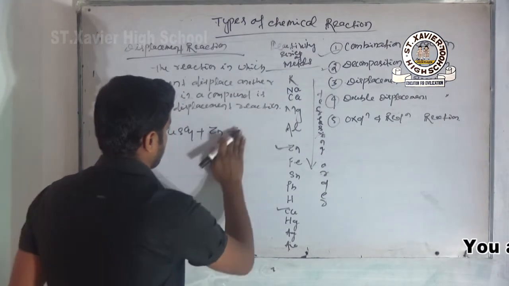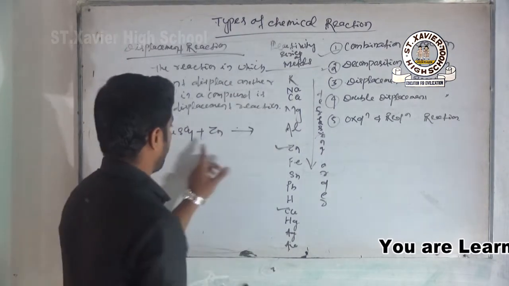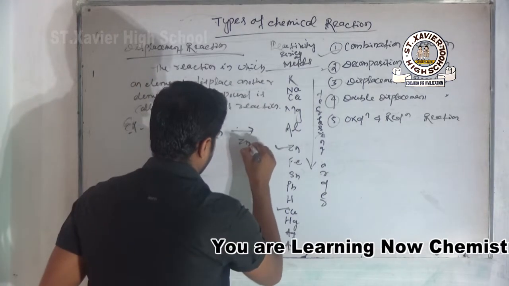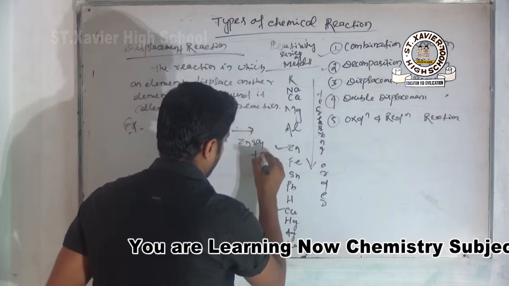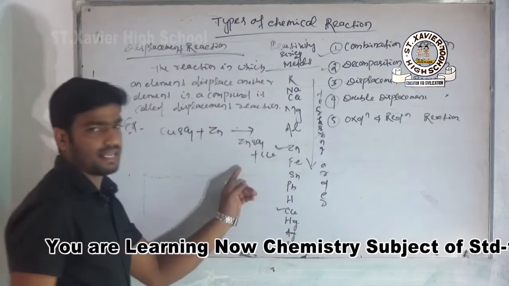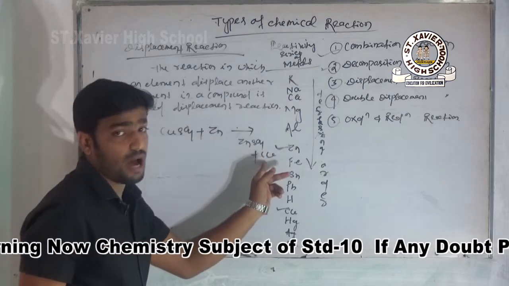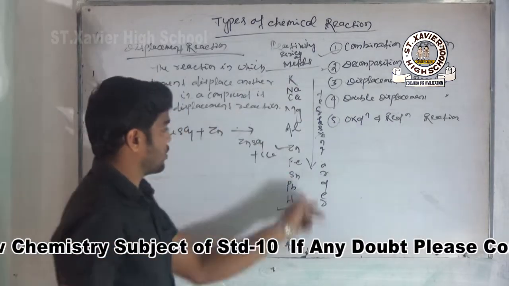It will give us copper sulfate plus zinc, that will give us zinc sulfate plus copper. The reaction will be like this: copper sulfate plus zinc gives us zinc sulfate plus copper. How? Now let us see the series.